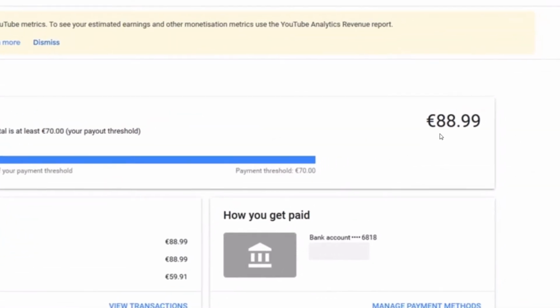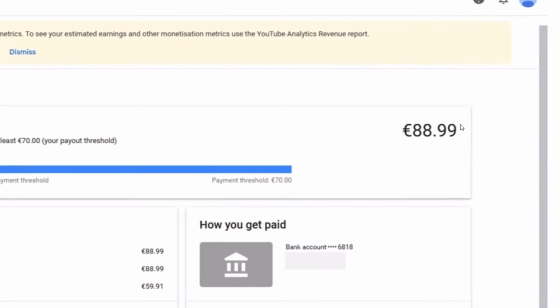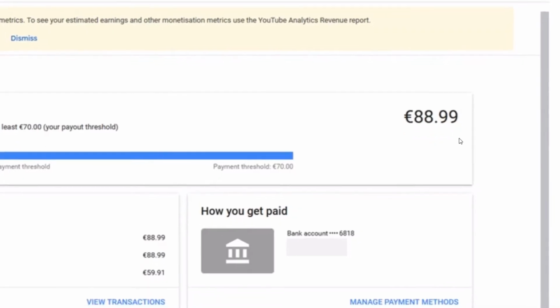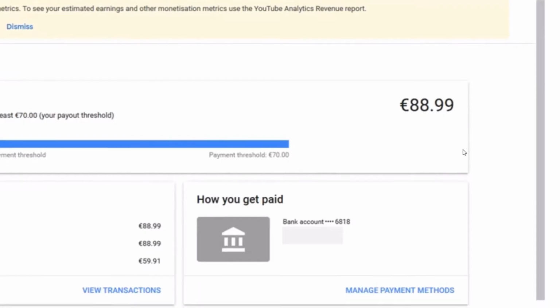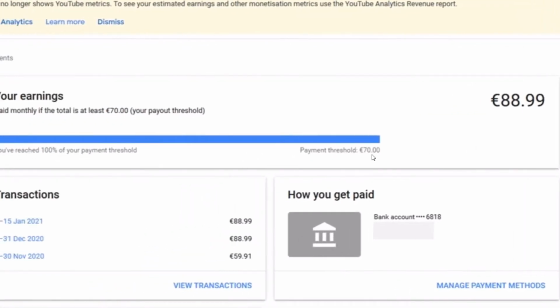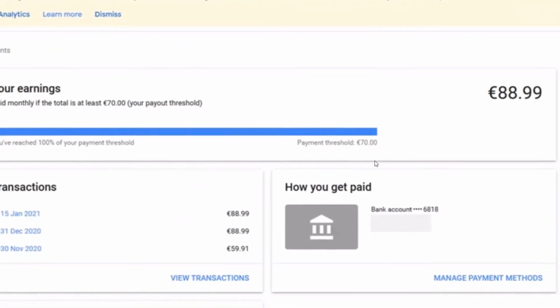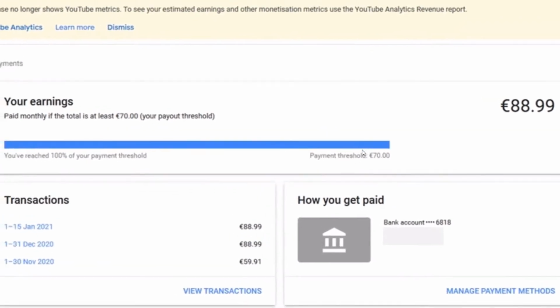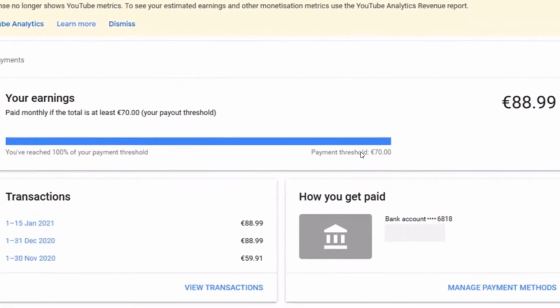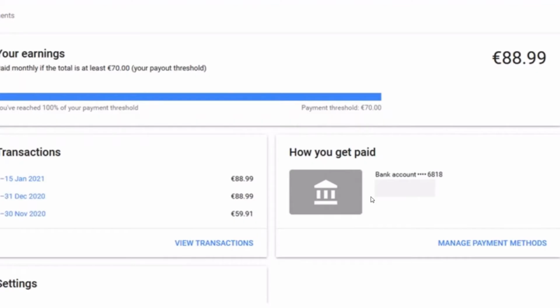So as you can see, my current balance in January 2021 is how much? 88 point something. So it means I've exceeded 70 euros. Now the question is, when should I expect my 70 euros, which is the maximum threshold that I set for myself, to reflect in my bank account? I haven't yet received it anyway.